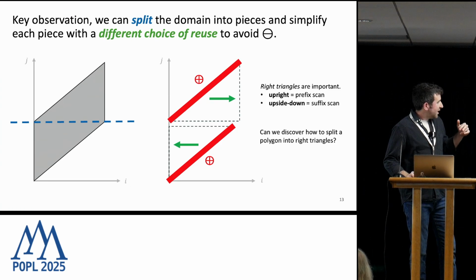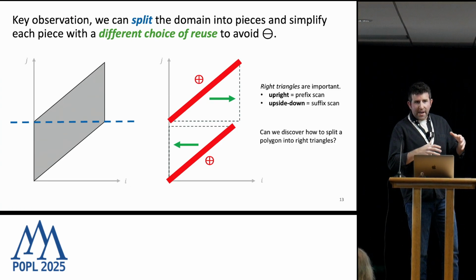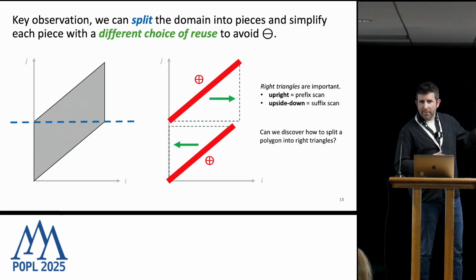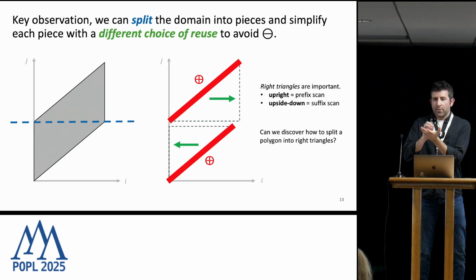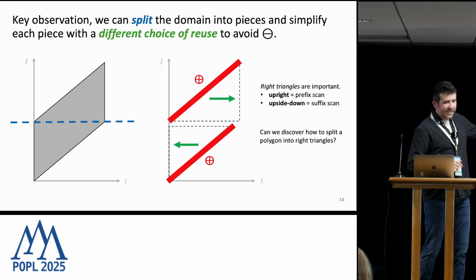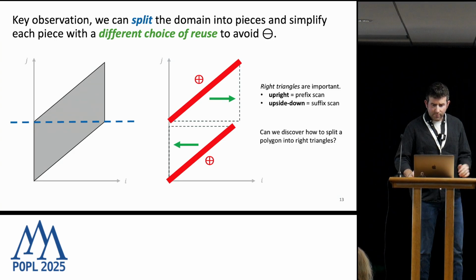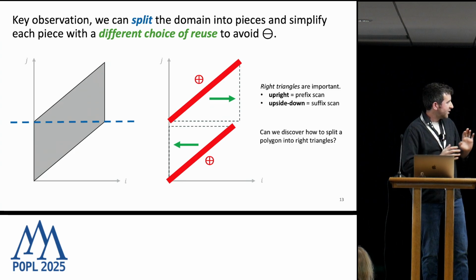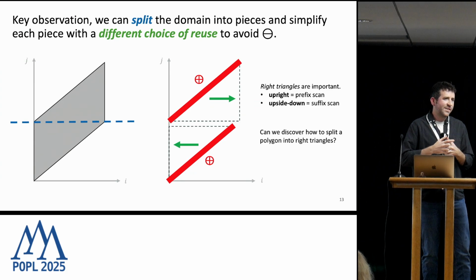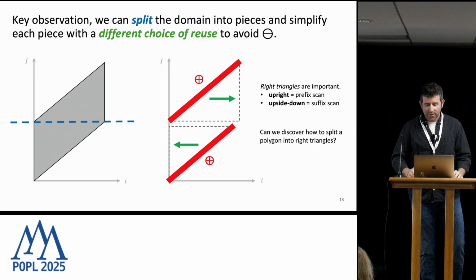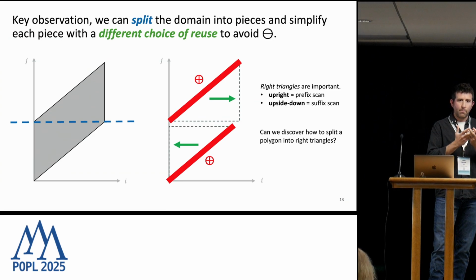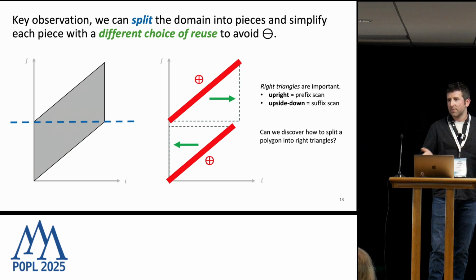So imagine we split this parallelogram, or this domain, into two pieces, and now we have this upper triangular piece where we can exploit reuse from left to right, meaning produce the next value in the answer from the previous answer computed on the left, and then we do the exact opposite below. And the whole intuition that I want to pass here is that these right triangles are important. So these are prefix scans or suffix scans. So another way to frame the problem that we're solving here is, given some reduction defined over some 2D polytope, can we figure out how to split it into right triangles?